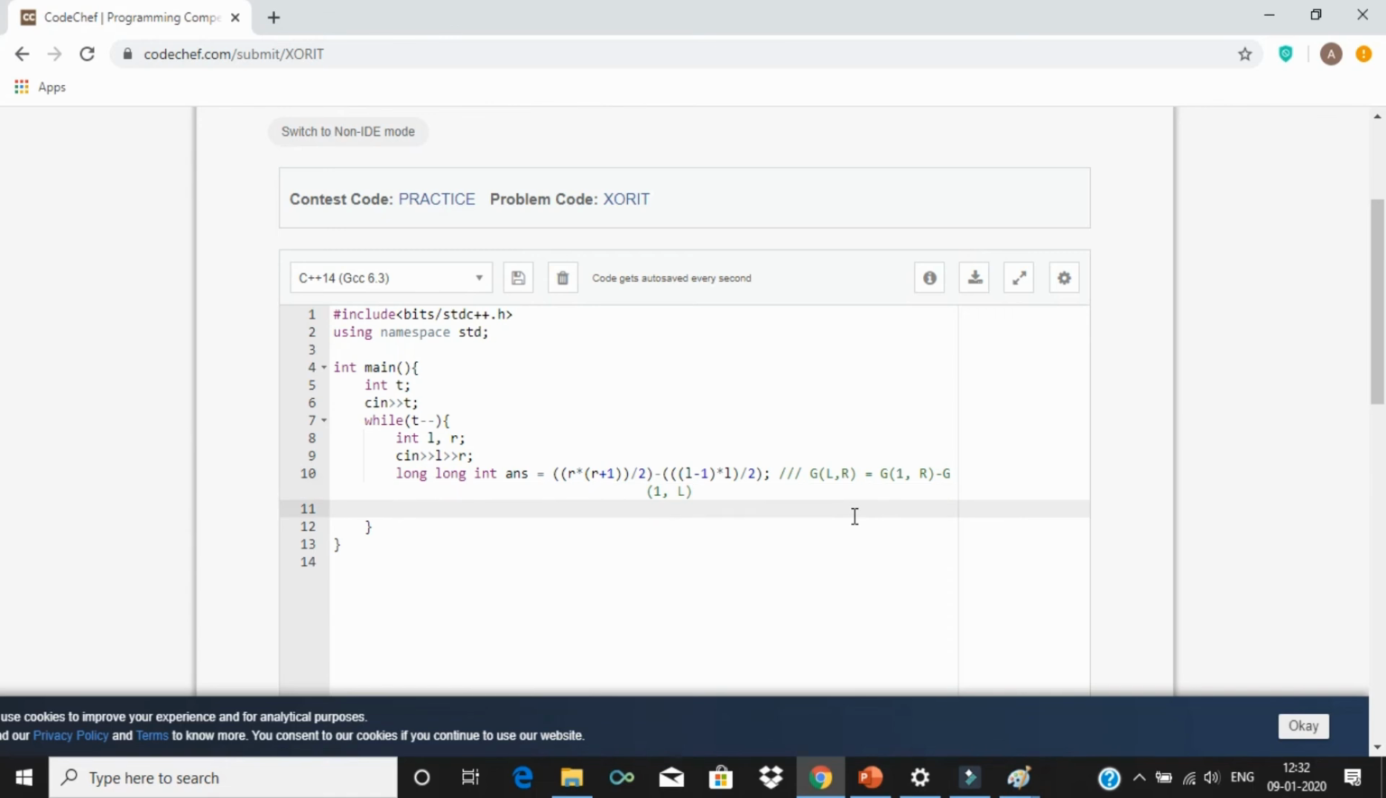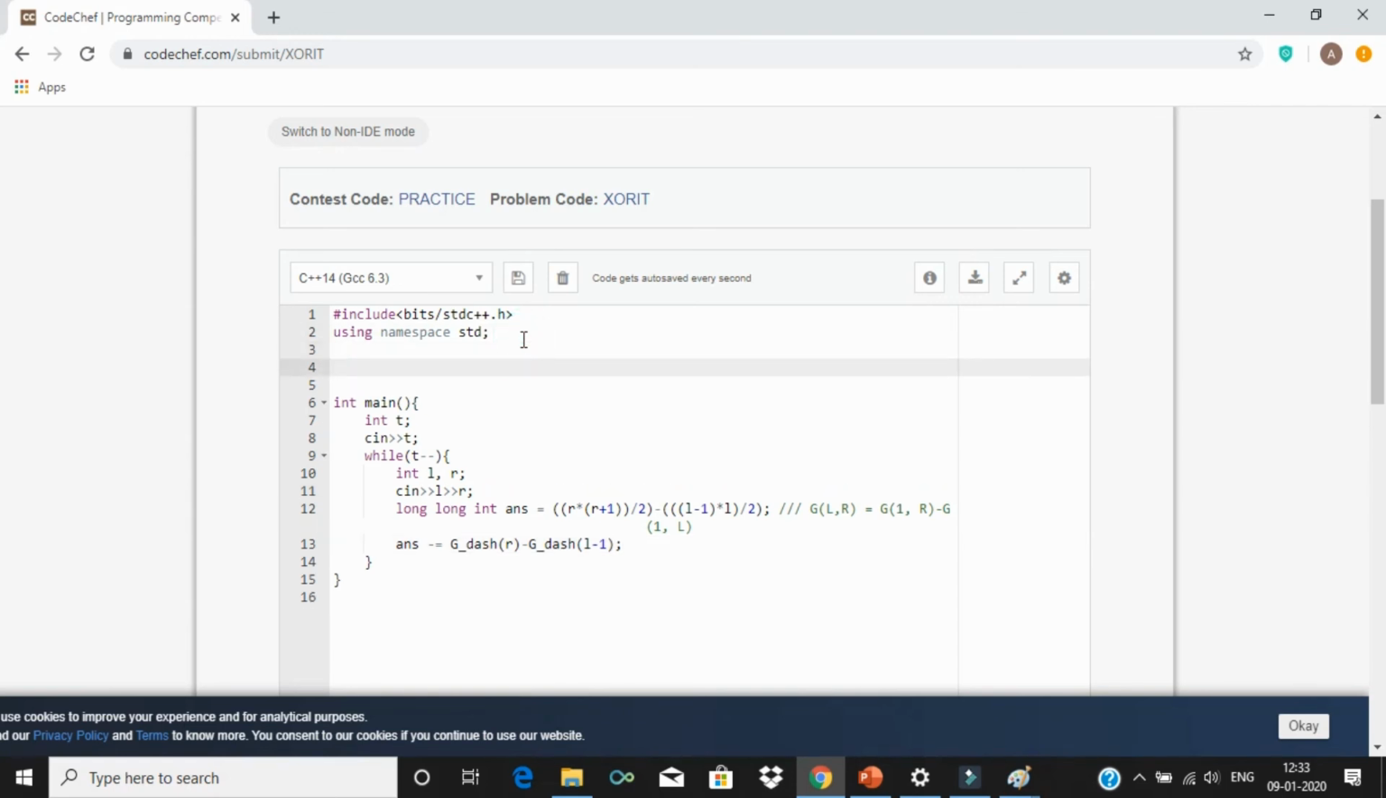Now further in answer we subtract g dash of r minus g dash of L minus 1, as we have discussed.